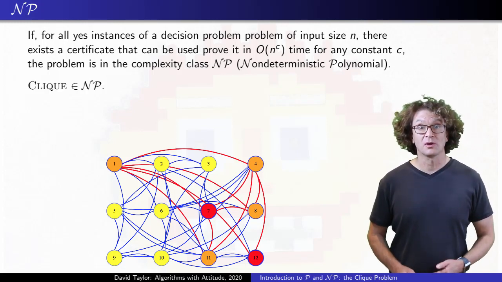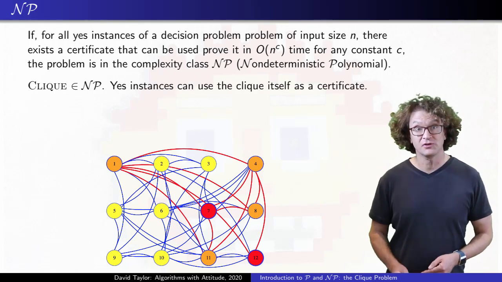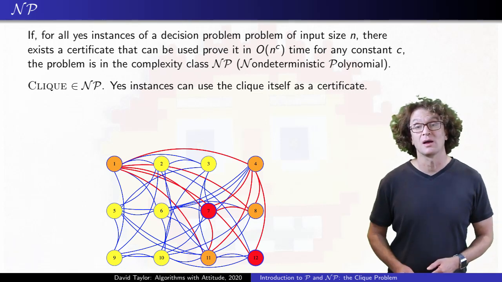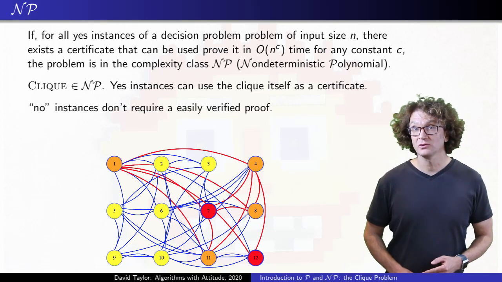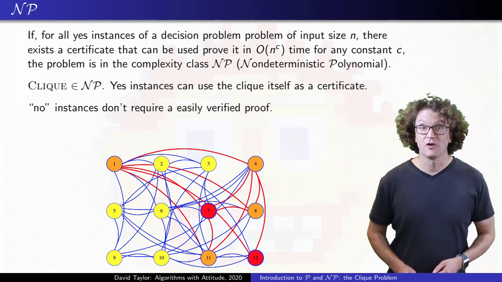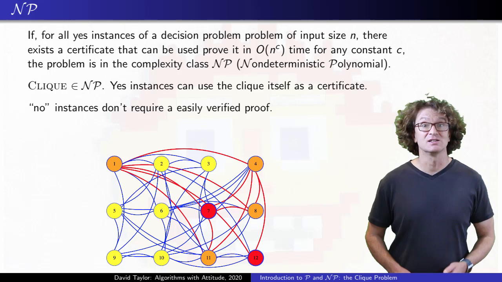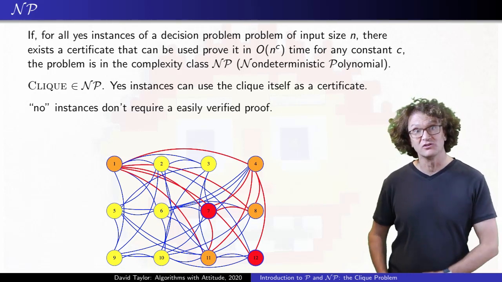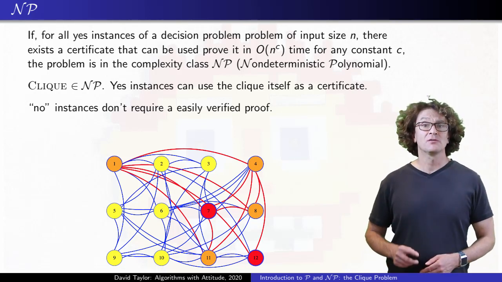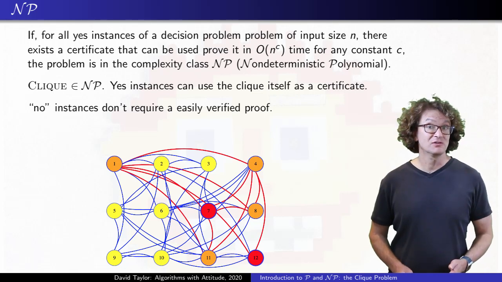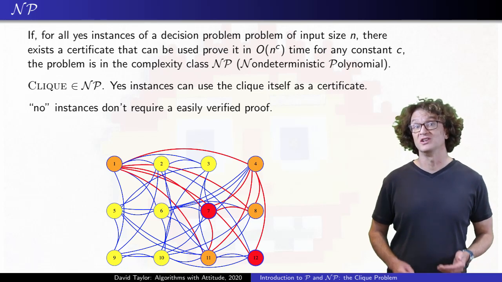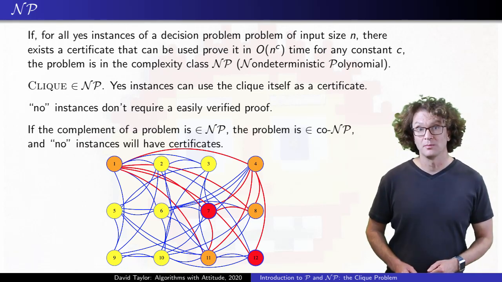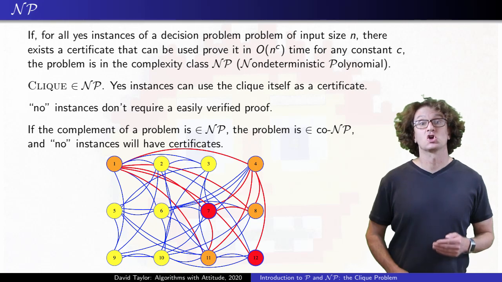We already saw that if somebody gives you the clique itself as a certificate, you can verify that it's a clique, but we don't know of any polynomial time algorithms to solve clique. For instances with a no answer, you don't need a proof, but your verifying algorithm can't ever be tricked into verifying that a no instance is a yes instance. If you have a decision problem where negative instances have proofs that can be verified in polynomial time, but you don't need a proof for yes instances, those problems are in the complexity class co-NP.